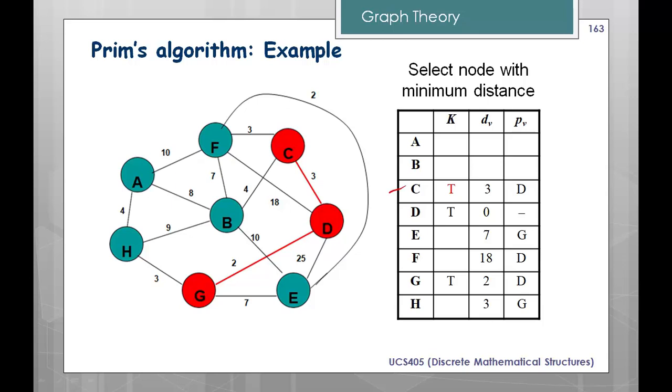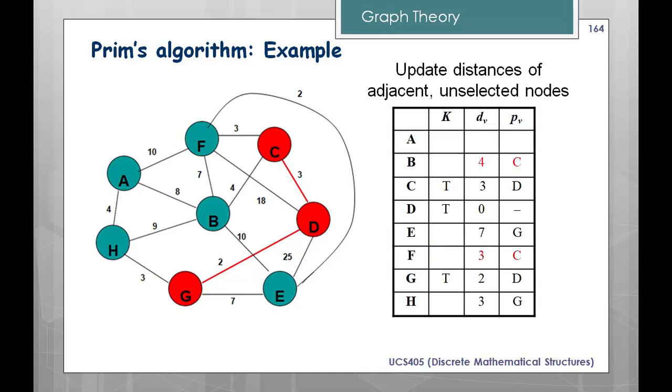If we are including C, that means we put true here, and the distance is 3 and D. Now, whichever nodes are adjacent to C, we have to update the weights of those nodes. One is F, so update the weight of F: F is 3 and C. And one more node, that is B: B is 4 and C. D has already been updated, it is already in the final list.